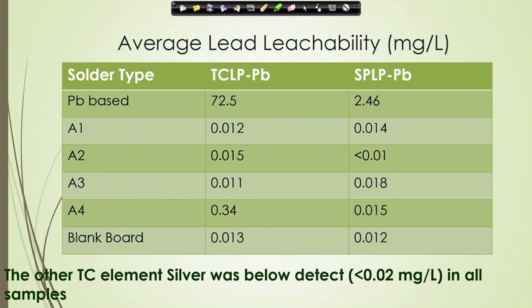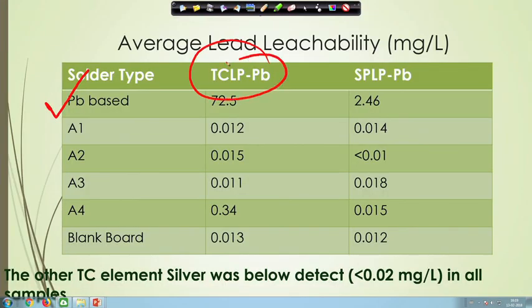So, in terms of average lead leachability, if you look at the lead based, TCLP, remember we talked about TCLP, is the test which you do to find out whether a waste is a hazardous waste or not. We talked about the TCLP on electronics, how difficult it is to get a representative sample. So, if you do a TCLP test on that, which will simulate what will happen in a landfill environment, SPLP simulates what will happen outside the landfill in acidic rainfall conditions. So, what we saw is in the lead based solder, lead is very high. These are all in milligrams per liter. So, 72.5 in TCLP, SPLP is 2.46.